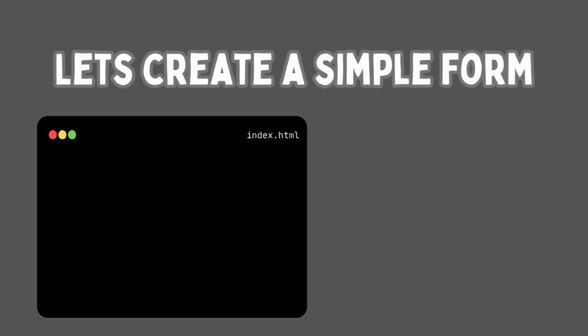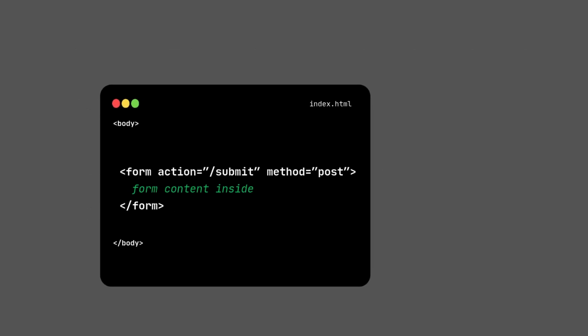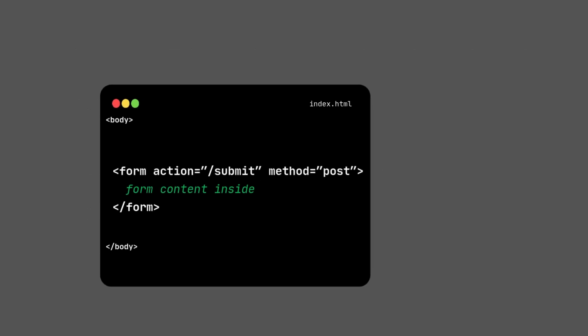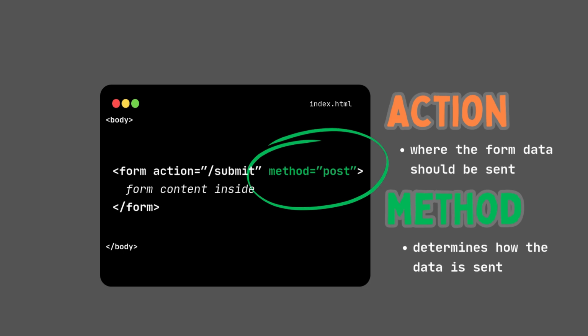Let's start by creating a simple form using the form element. Forms have several key attributes, like action and method. Here's how you set up a basic form. Action specifies where the form data should be sent. Method determines how the data is sent. Common methods are get and post. We won't be focusing on this for now.